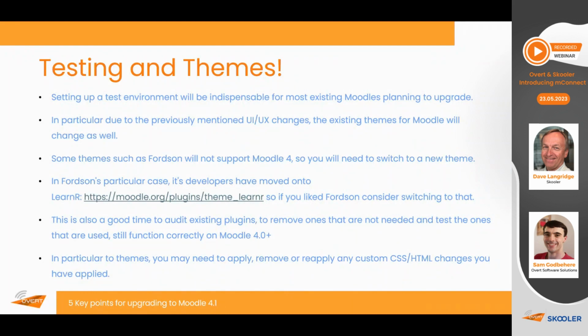In particular with upgrading Adaptable, if you fail to upgrade Adaptable to the 4.1 version and try to move on to Moodle 4.1, that can result in errors that will stop the site from being accessible. So that's definitely something to keep in mind with the live upgrade from Moodle 3.9 to 4.1 or so on, to ensure that all of your plugins are still going to be working.